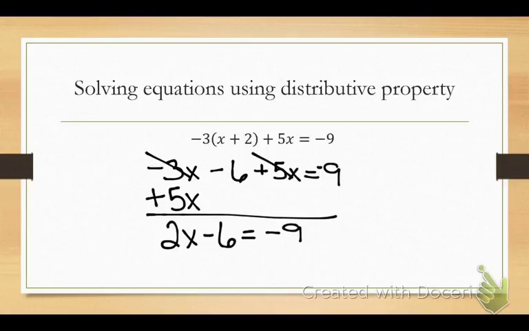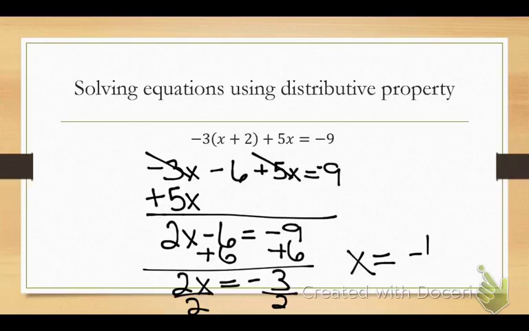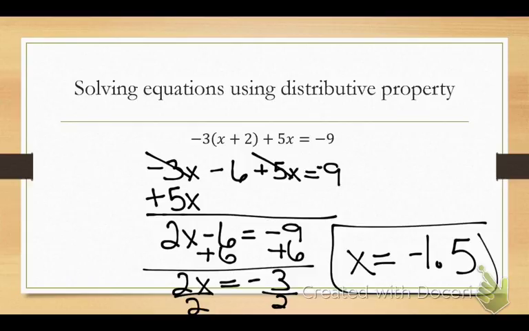Add 6 to both sides, divide by 2. You get negative 1.5 or negative 3 over 2. All right, so very good on that one, okay? If you missed part of it, do you see where you went wrong? If you missed a sign or something here or there. All right, so that's distributive property.